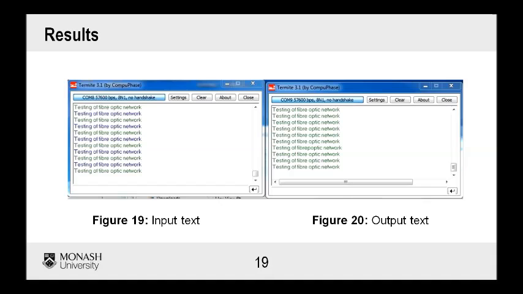One thing that we made was a form of one-way instant messenger. On the left-hand side, you can see the message that was sent using the transmitter. On the right-hand side, you can see the message that was received at the receiver.